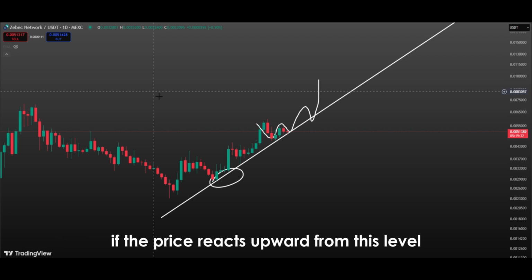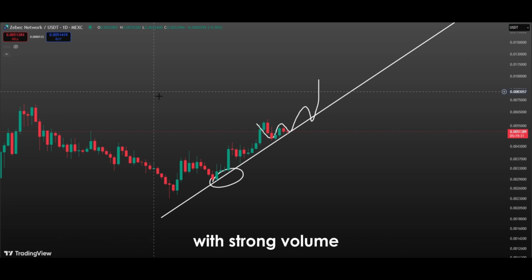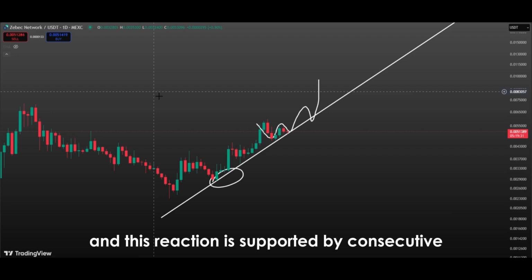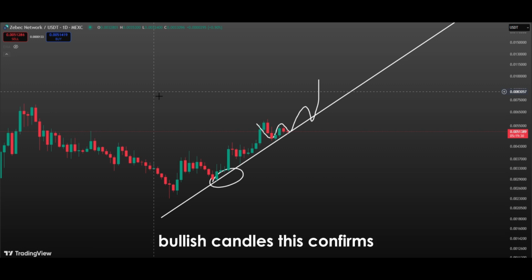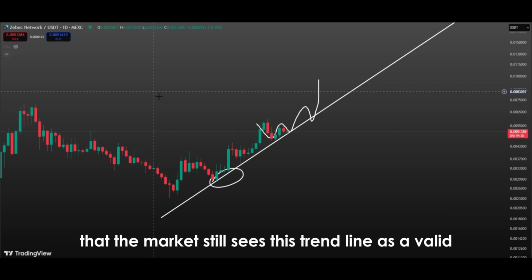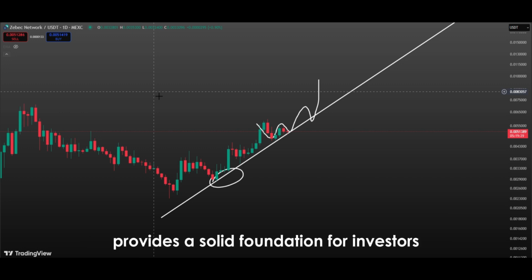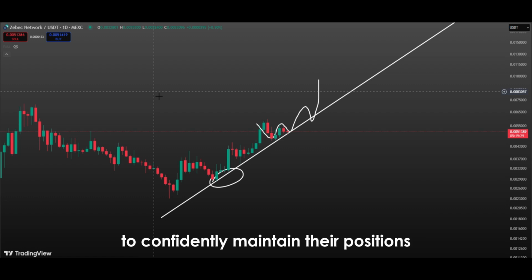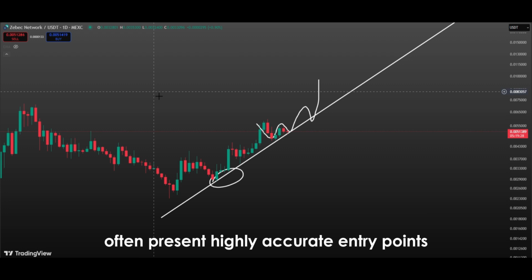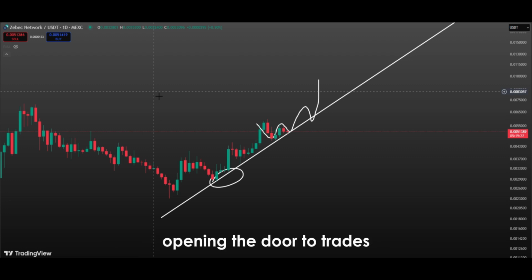If the price reacts upward from this level with strong volume, and this reaction is supported by consecutive bullish candles, this confirms that the market still sees this trend line as a valid support. Such price action provides a solid foundation for investors to confidently maintain their positions. Also, bounces from trend lines often present highly accurate entry points, opening the door to trades with favorable risk-to-reward ratios.